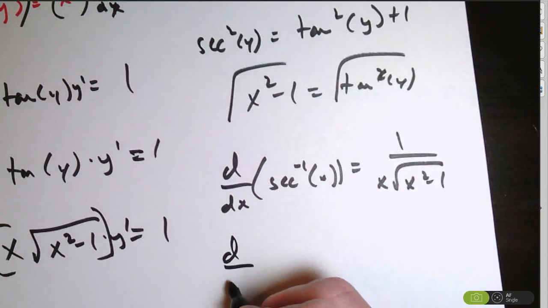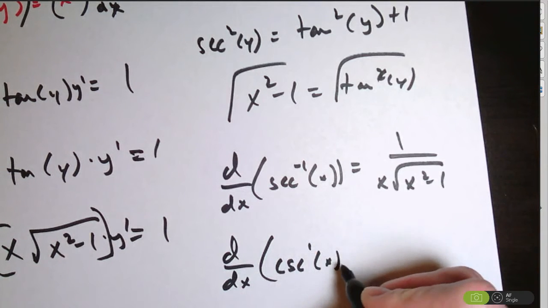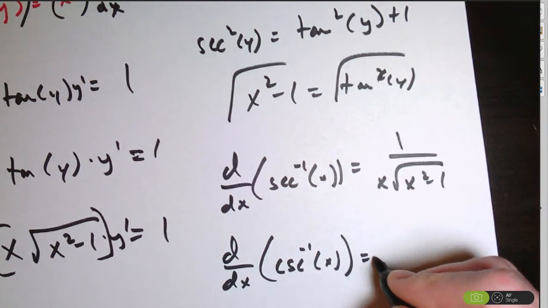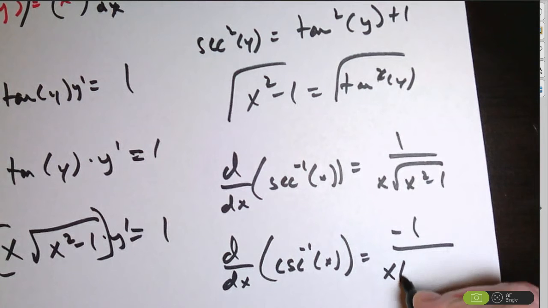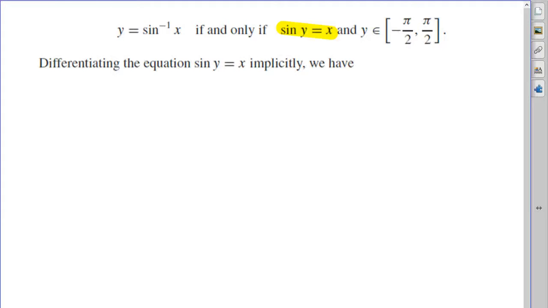And then inverse cosecant is negative 1 over x times the square root of x squared minus 1. Okay. So there are our inverse trig derivatives.